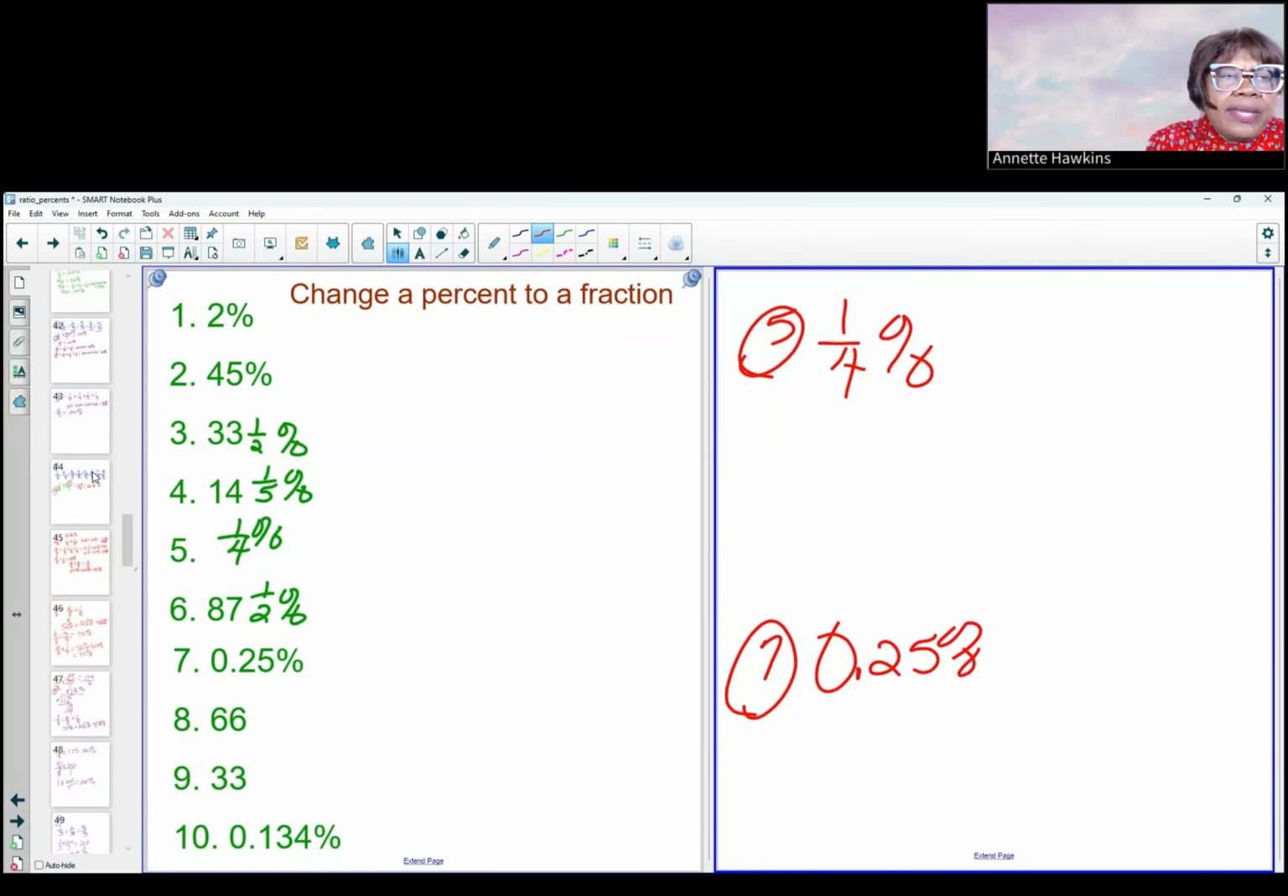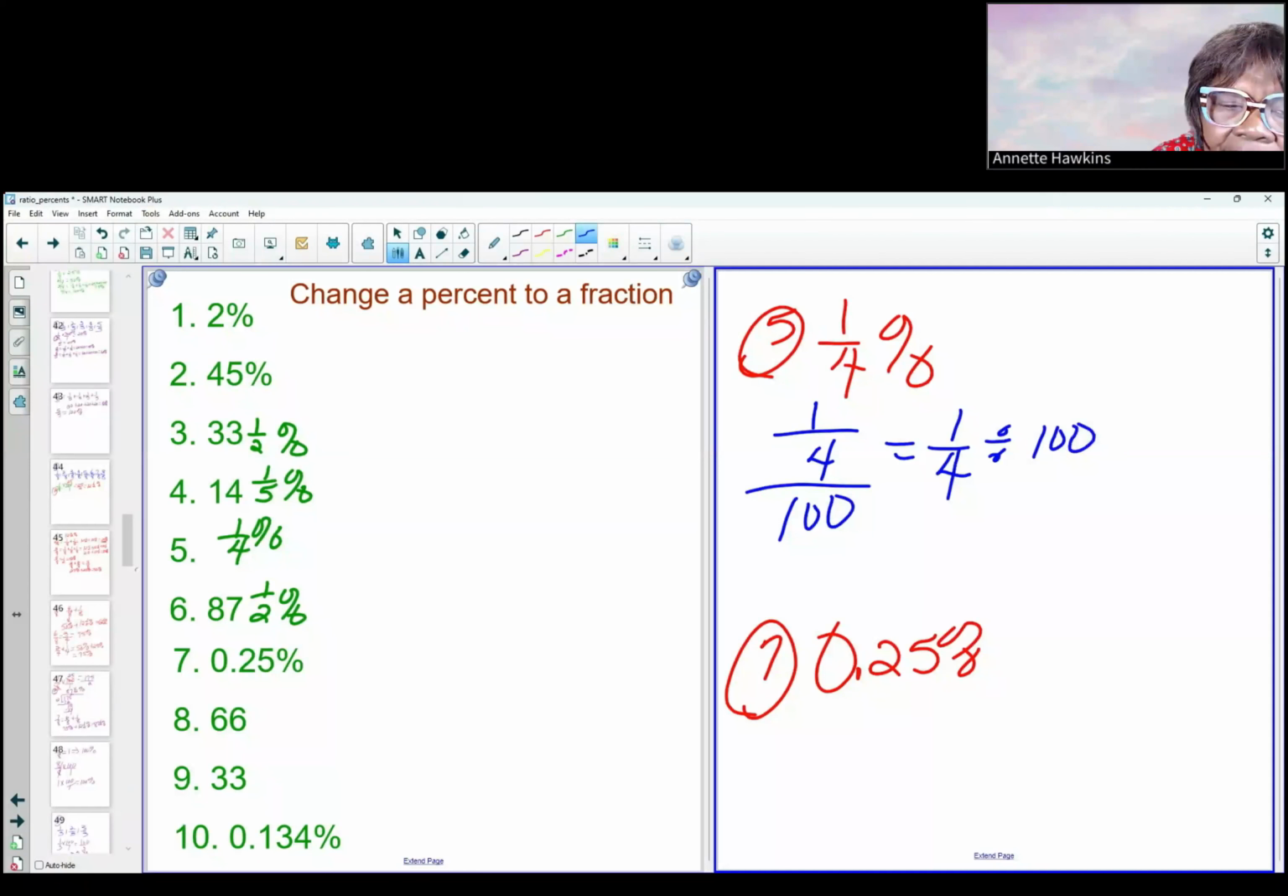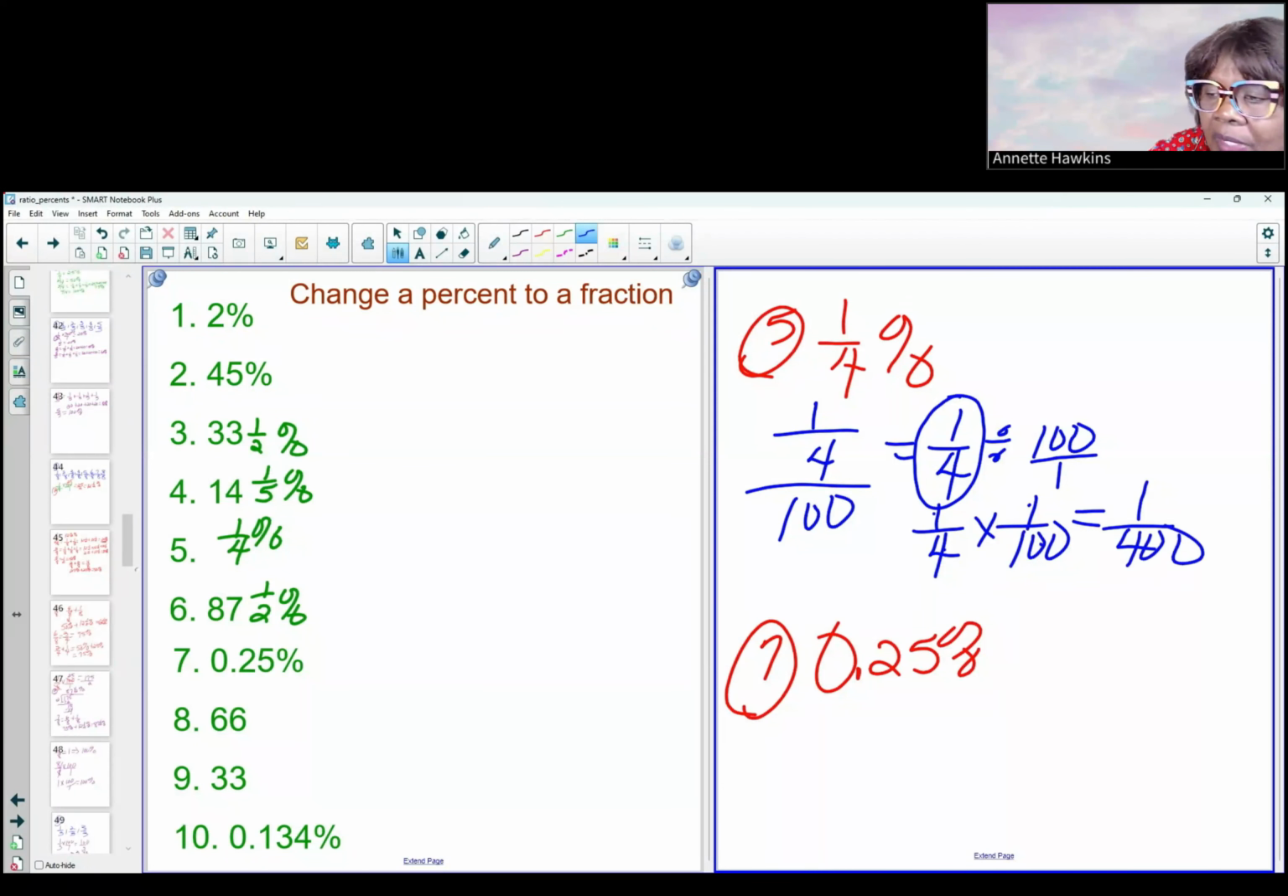Okay, so let's see what we got. So I'm going to put 1/4 over 100. And then I'm going to change that division to this. Now everything has to be a fraction. So this is already a fraction. I need to put a 1 under that. And then I need to flip the 1 on the right. Top times the top, bottom times the bottom. So 1 over 400, 1/4%. Okay. 1 over 400. Questions about that?